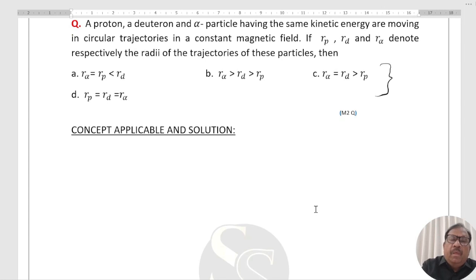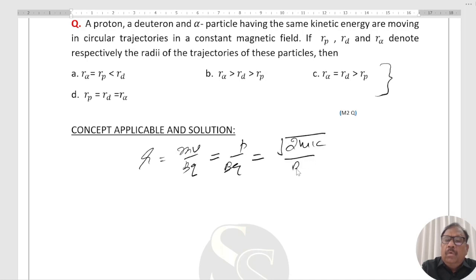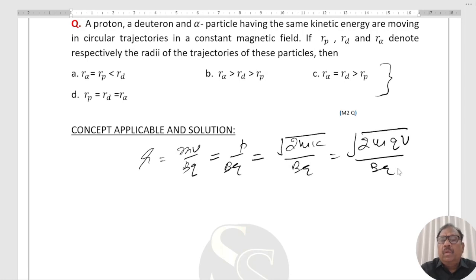Again, the concept applicable is when a charged particle enters a uniform magnetic field, it follows a circular path if theta is 90 degrees. R is given by mv by bq, or p by bq, or twice mK by bq, or twice mq into v upon bq. Pick up any as per the requirement.